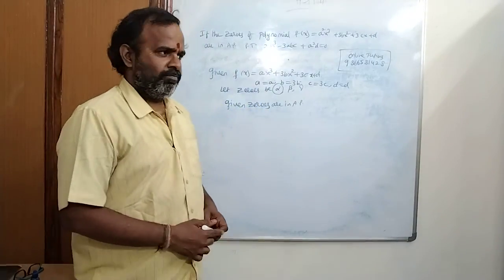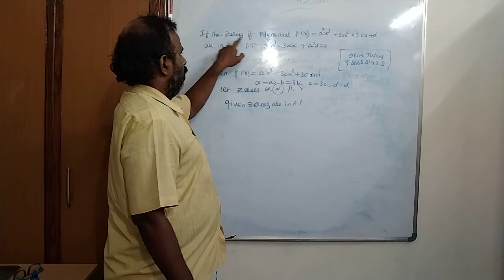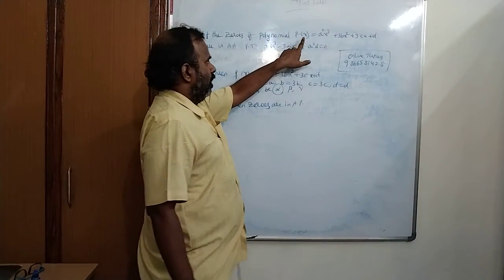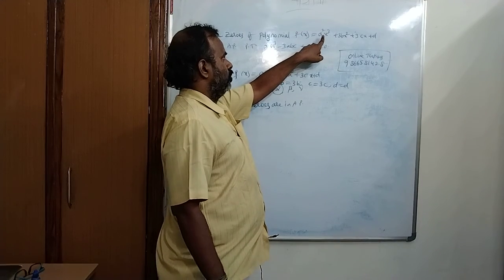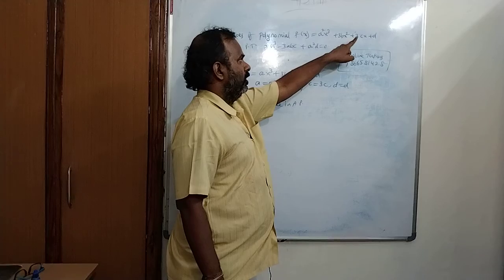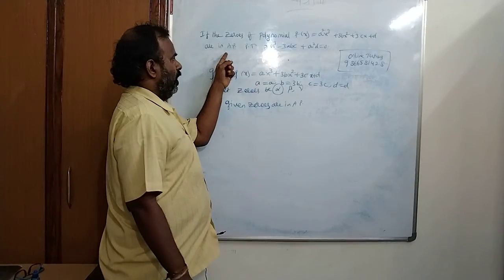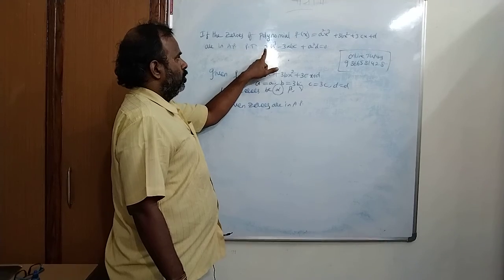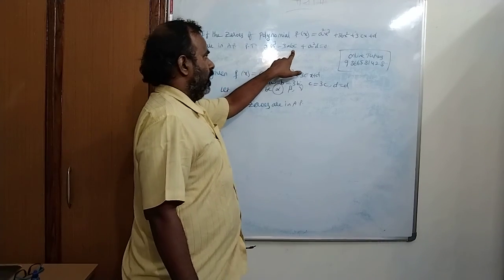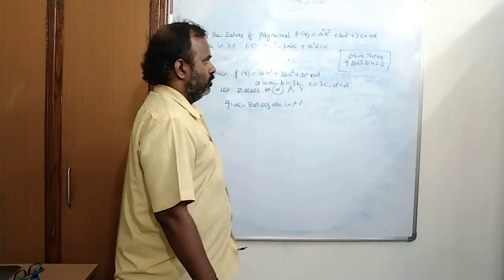Hello everybody. Today we are going to solve the problem: if the zeros of the polynomial f of x equals ax cube plus 3bx square plus 3cx plus d are in AP, then prove that 2b cube minus 3abc plus a square d is equal to 0.